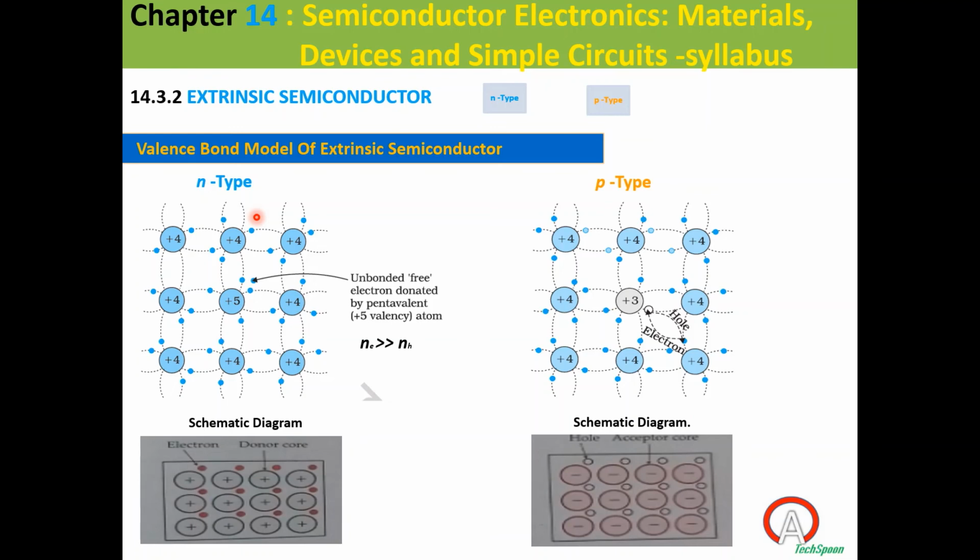When I add impurity, holes are there. There is no electron. Right? When the temperature increases, what happens? Electron and hole pairs are generated. But in the case of p-type, if I take them together, what will be more? Electrons or holes? In the case of p-type, holes, right?